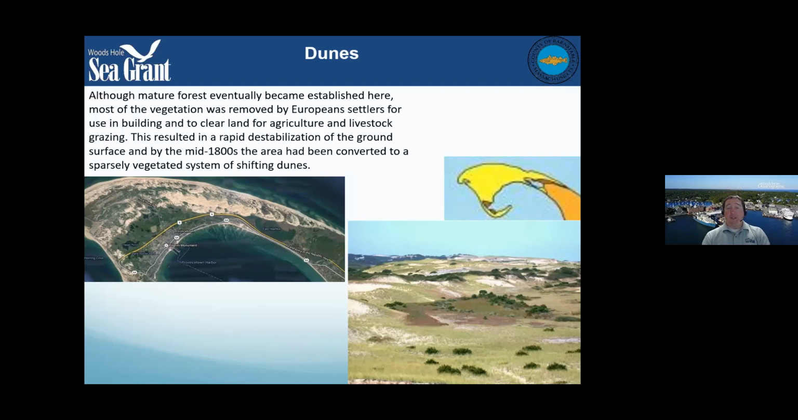So it's got the potential to recolonize as forest eventually. But for now, we just have these big, beautiful dune systems out here that stay relatively sparsely vegetated just because of the volume of material moving around.